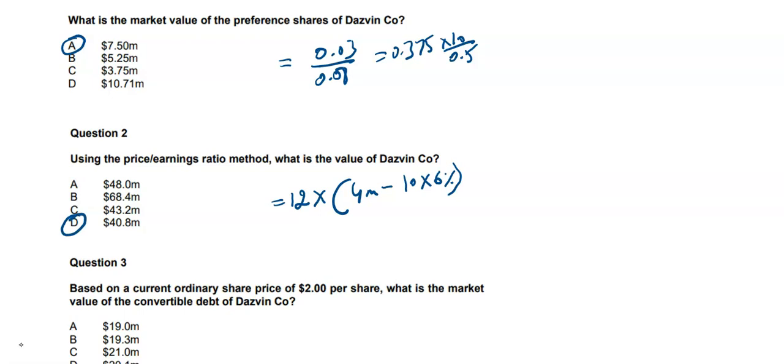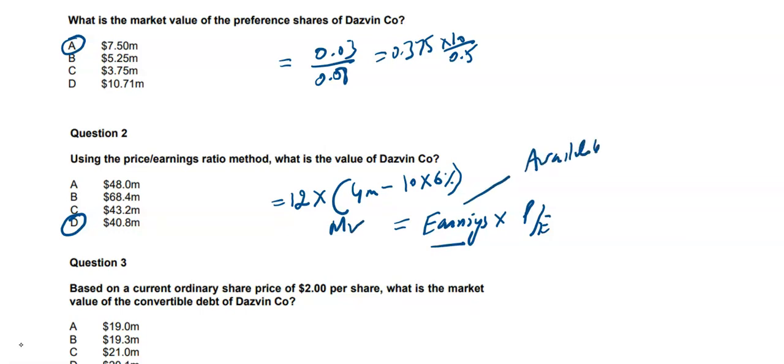Remember, you should take the earnings which are available to the ordinary shareholders. Although the formula is earnings times the P/E ratio equals the market value, the question is which earnings? The earnings available to ordinary shareholders.